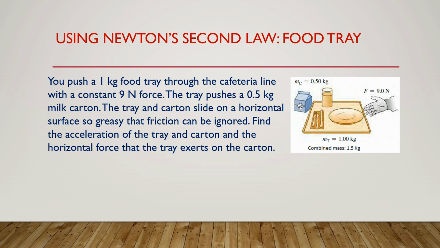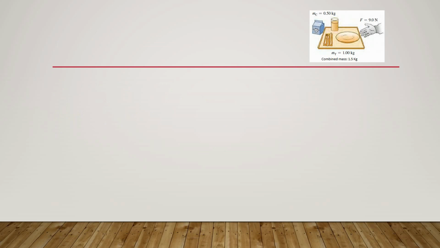We have to find the acceleration of the tray and carton and the horizontal force that the tray exerts on the carton. First, we have to identify the relevant concept. Since unbalanced force is acting on the body, it produces acceleration in the body, so Newton's second law will be applied. We have identified Newton's second law because the body is in a non-equilibrium situation.